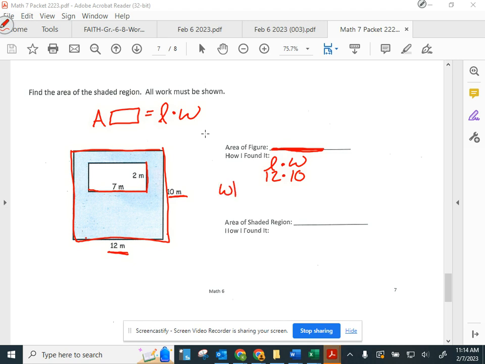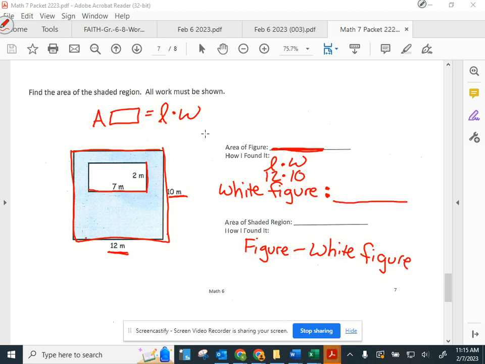So you're going to need to find the white figure, and you're going to subtract that from the full figure. You're left with just the shaded. So how I found the shaded, I did the figure minus the white figure, and you'll be left with just the shaded. So you have to find what that white rectangle is, subtract it from that full rectangle, and then you're left with just the shaded.